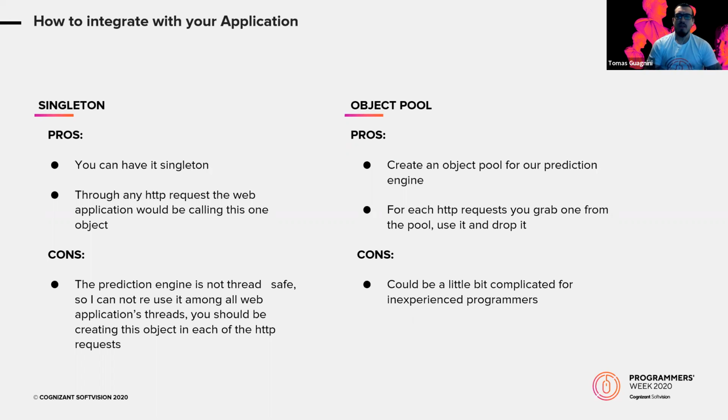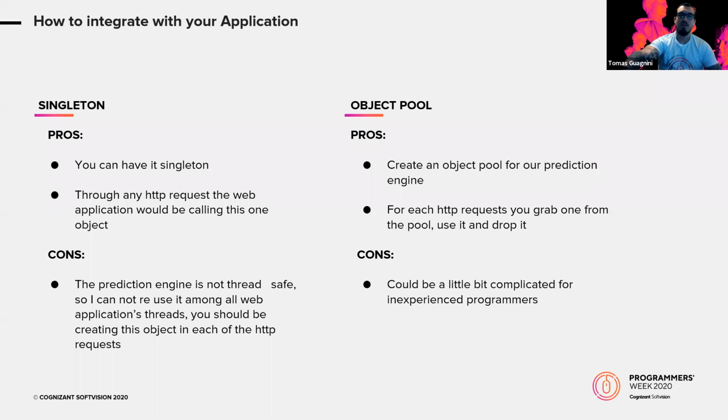For this, you can create an object pool for your prediction engine, and so when each HTTP request reaches your controller, all you have to do is grab one from the pool, use it and drop it, and with this you can have a good performance. And you don't have the cost of creating the object each time a request reaches your controller. But doing this could be a little bit complicated for experienced programmers. That's why ML.NET has an ASP.NET Core integration package to integrate the prediction engines with whatever your application is.